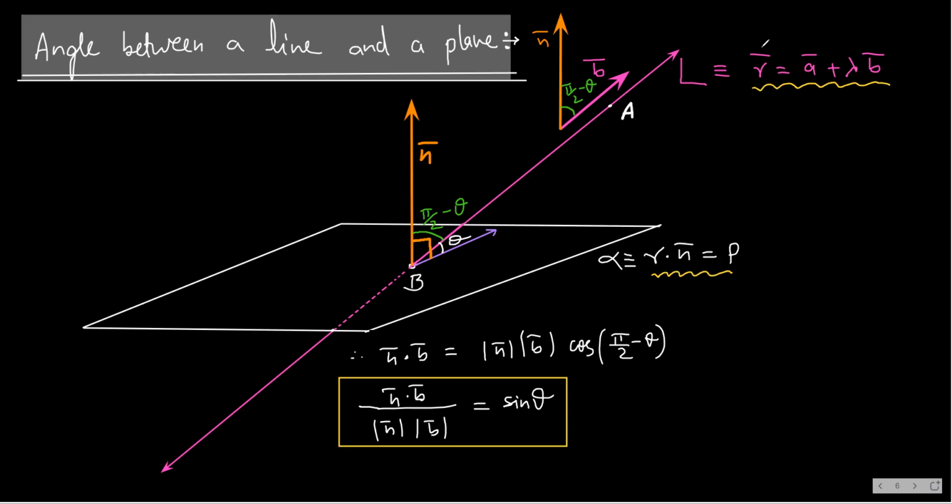Okay, I repeat again. Everybody listen to this. The line is r bar is equal to a bar plus lambda b bar, where b bar is the vector parallel to the line. The plane is r bar dot n bar is equal to p, where n bar is the normal to the plane. If the angle between them is theta, then the angle between them is given by the formula sine theta is equal to n bar dot b bar upon mod n bar mod b bar. I hope you followed it.